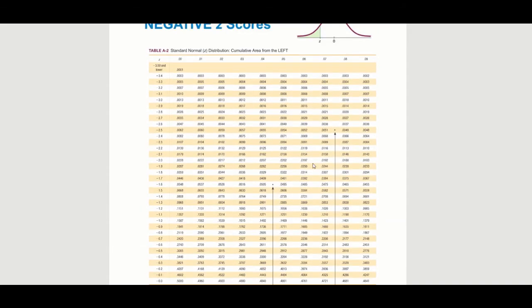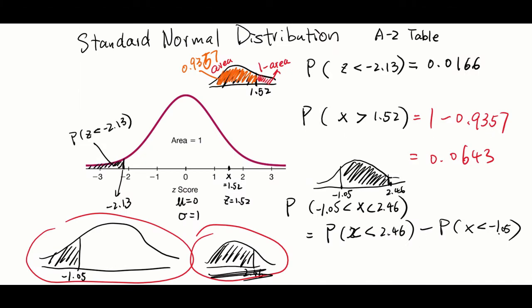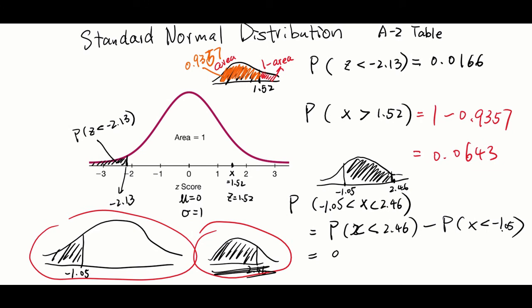So negative 1.05 is right here. So 0.1469. Okay, so we found earlier that this is 0.9931 minus this part, which is 0.1469, and the answer is 0.8462.